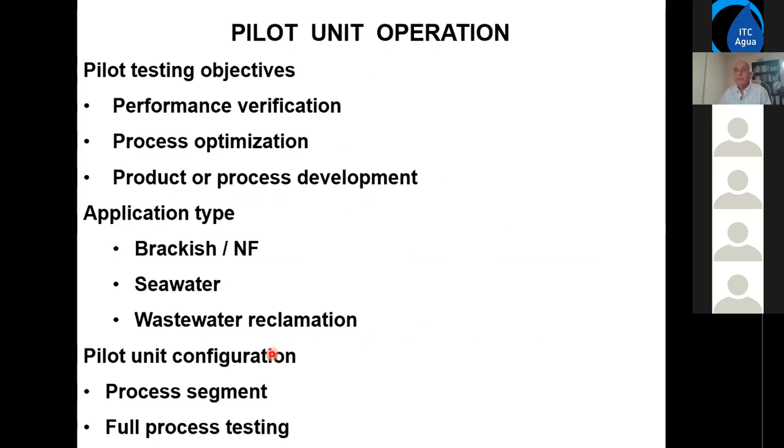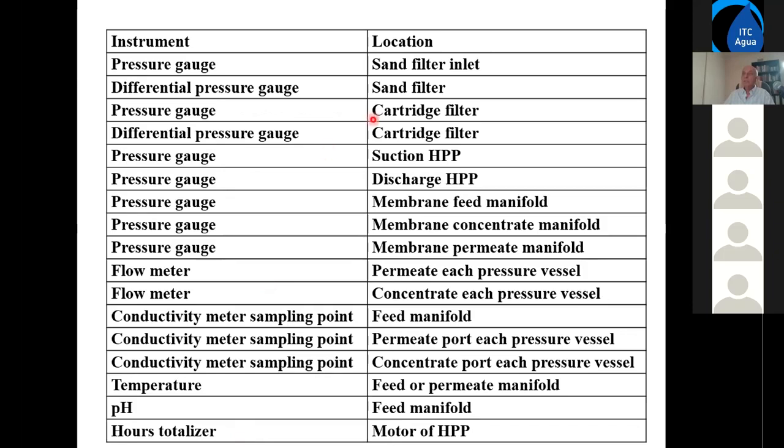So performance verification, process optimization, product or process development. The application type could be brackish or nanofiltration, seawater, wastewater reclamation. We have a process segment or full process testing. So this will be the instrumentation which we'll have in the pilot unit. I will not read you all of this, you can read it yourself, but it basically means that we need more instrumentation even than the commercial plant, because we have to have all the data that we can evaluate to understand if the process will work or we have to improve it.